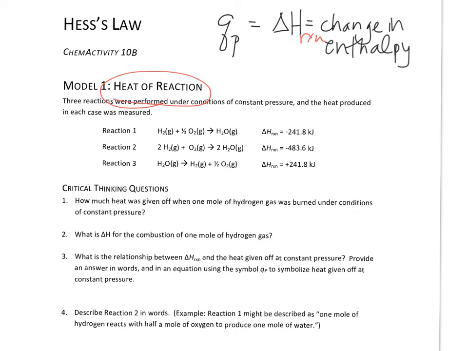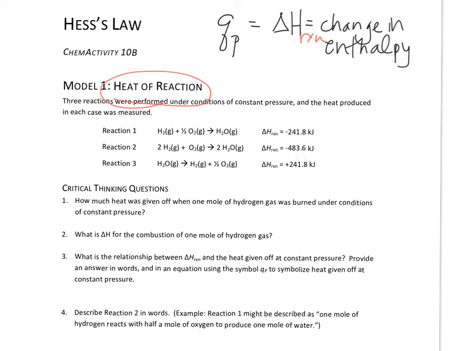So we've got here 3 reactions. They were performed under conditions of constant pressure, and the heat produced in each case was measured. Now what we can see is that the sign convention that we learned for heat the other day holds true. So this delta H of reaction has a negative value. That means that this reaction is exothermic. This one is also exothermic. So these 2 reactions actually did give off heat. This one, however, has a positive sign. So that means that when you do this reaction, it actually consumes heat energy.